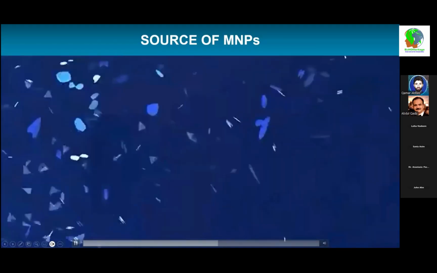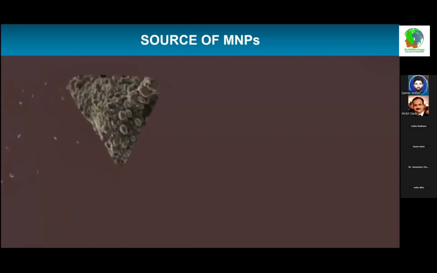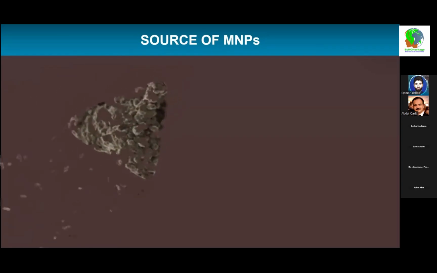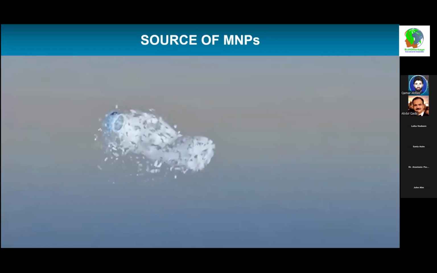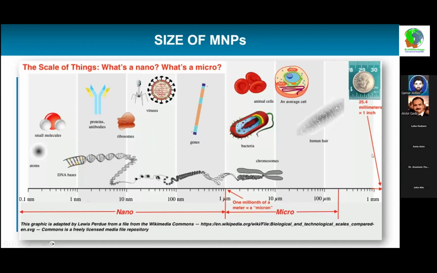And even though they're often invisible to the naked eye, they have been found virtually everywhere, from the summit of Mount Everest to the bottom of Mariana Trench. And in the air that we breathe, the water, the soil, food, wildlife, and even in human tissues. So what exactly are micronanoplastics? So microplastics are generally defined as plastic particles smaller than 5 millimeters, and nanoplastics those less than 1 micrometer.